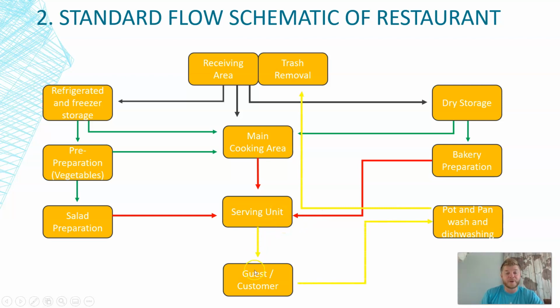And then the servers will bring it out to the guest. So this is all back of house. They'll bring it out to the guest, and then we will return all of the different items from the table to the pot and pan washing area and dishwashing, and then out with the trash. And then new food in, and you repeat the cycle.